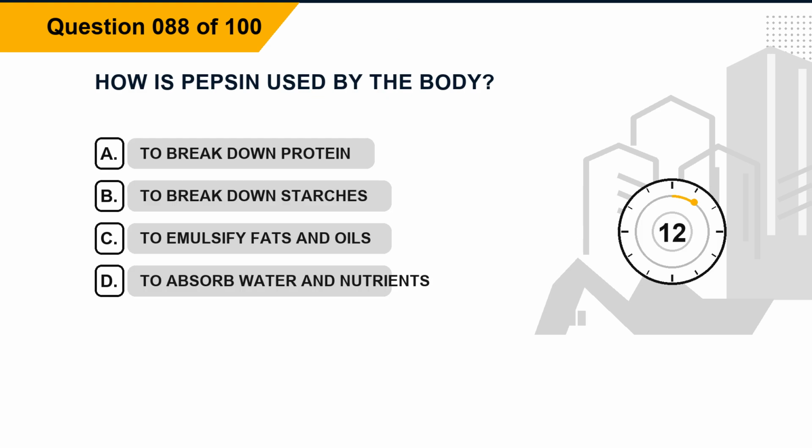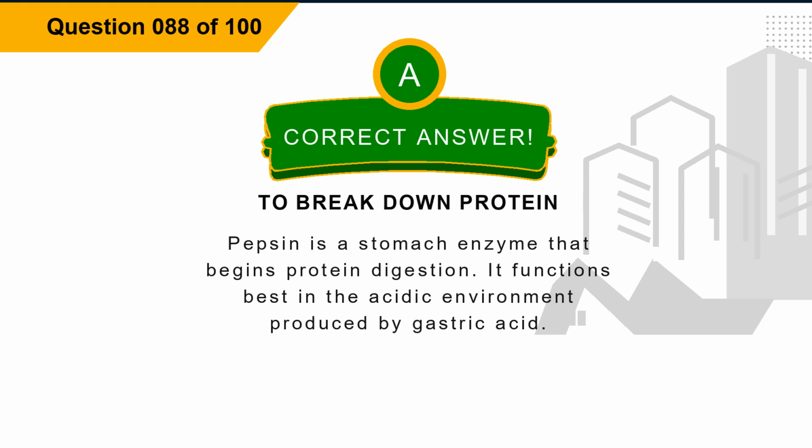Question 88. How is pepsin used by the body? Option A, to break down protein. Option B, to break down starches. Option C, to emulsify fats and oils. Option D, to absorb water and nutrients. The correct answer is option A, to break down protein.